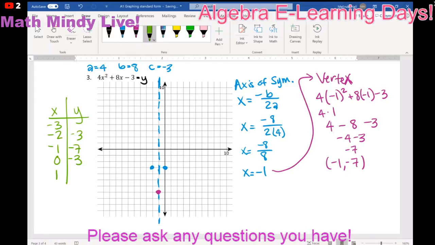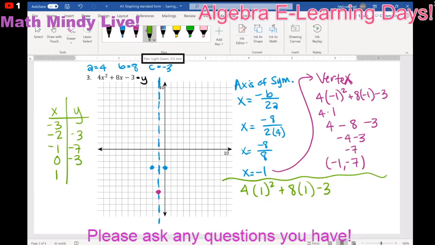So if we plug in +1, we would have 4 times 1 squared plus 8 times 1 minus 3. And so 1 squared is 1 times 4 is 4. And then 8 times 1 is 8. And so 4 plus 8 is 12. And then minus 3 would be 9. And so we'd be at (1, 9) right there.